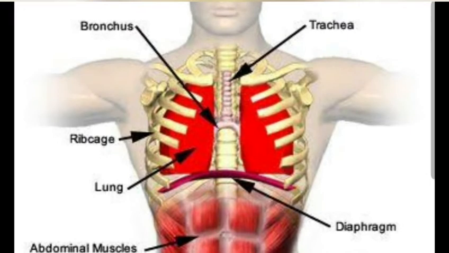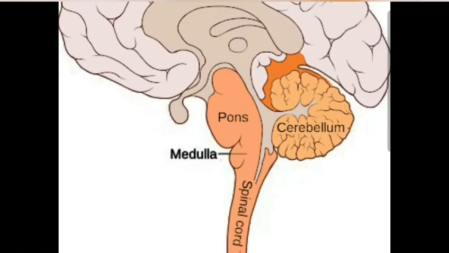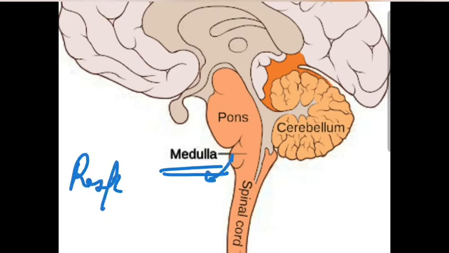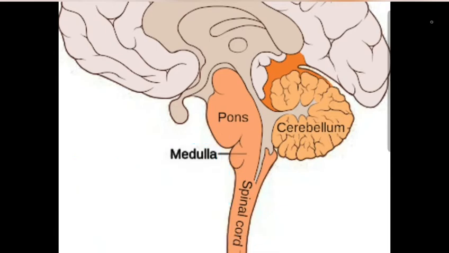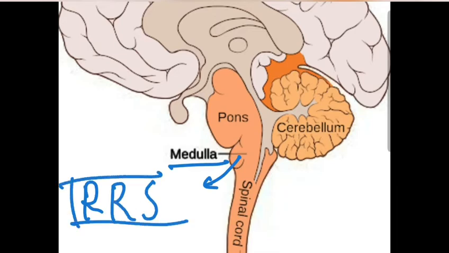This is done by our neural system. In our neural system, there is a specialized center in the medulla region of the brain called the Respiratory Rhythm Center. In this image, you can see the medulla region of the brain. In this region, there is the respiratory rhythm center, or we can call it RRC for short.